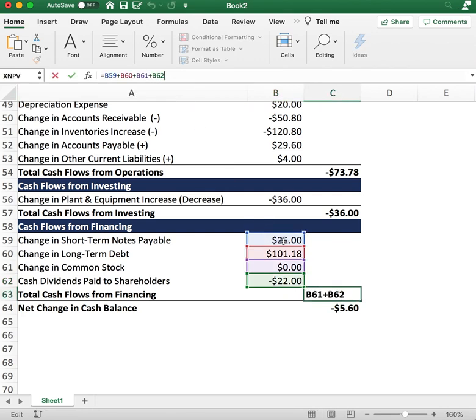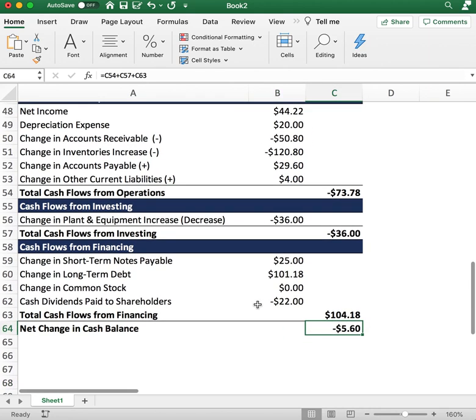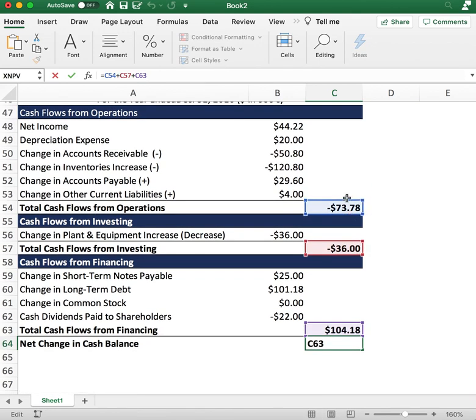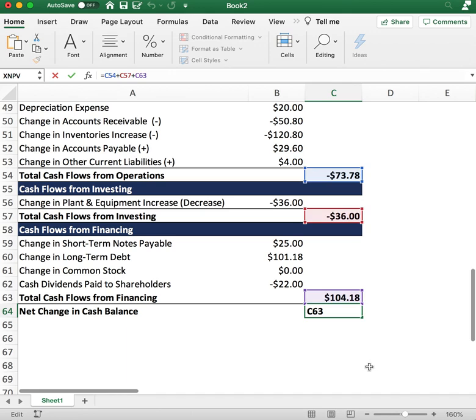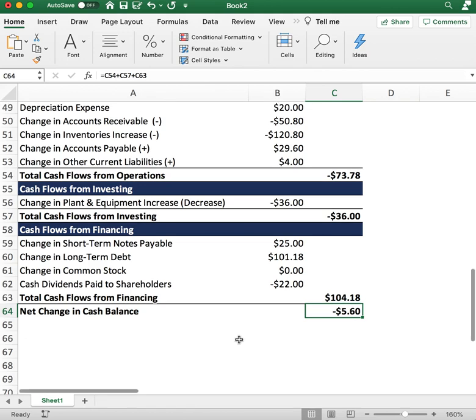And again, we're going to add in our notes payable financing. We're going to add in our long-term debt, which is money that we received from either the banks or lenders. And then we're going to subtract the cash that we paid out in dividends to shareholders. And that leads us to the bottom line, which is the net change in cash balance. And the way we calculate this one is by simply adding the cash flows from operations, which was a negative number, cash flow from investment, and cash flow from financing. And we have a total of negative $5.06. So that's how you build the three financial statements.